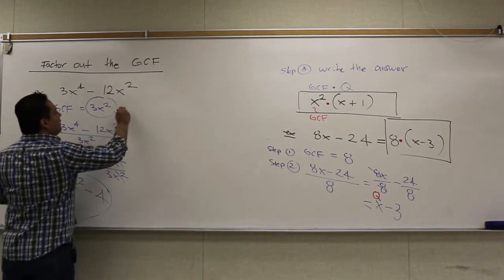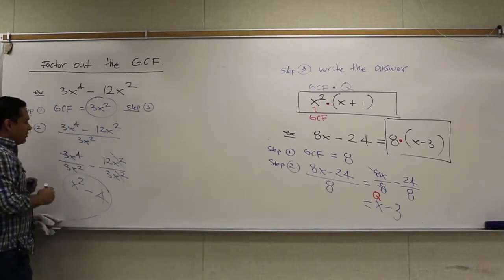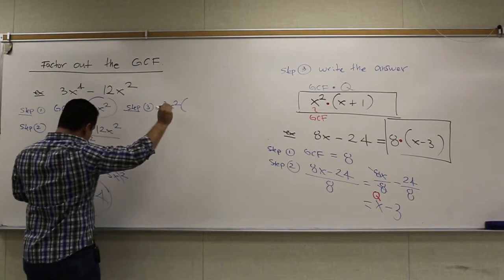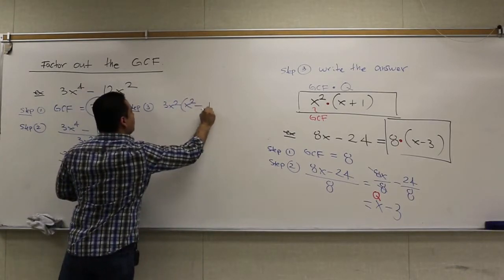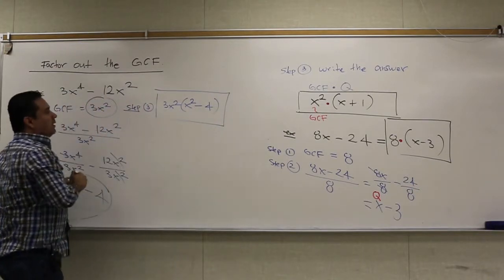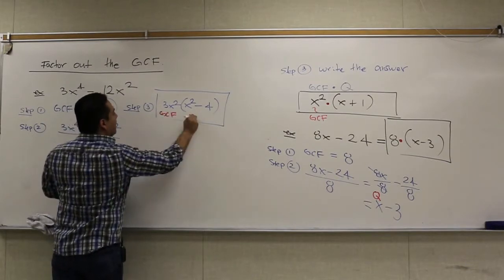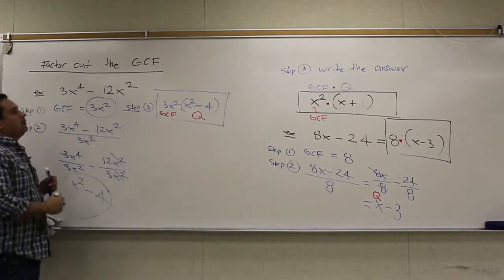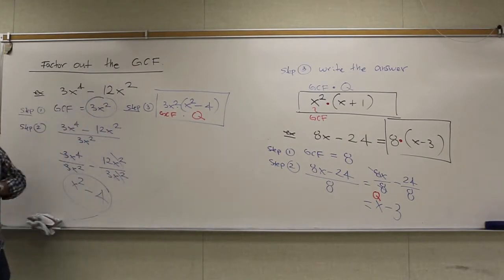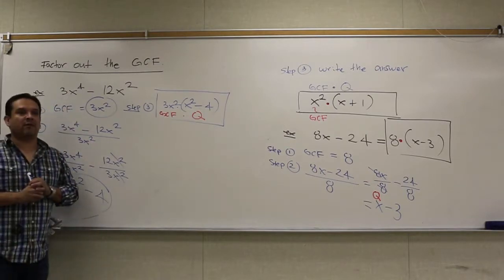Okay, what does step 3 say? Write your answer. How do you write the answer? 3x squared times x squared minus 4. Final answer. Remember, it has to be in the form of a greatest common factor and a what? And your quotient. And again, that's times here. Okay? So you go through these 3 steps when you factor out the greatest common factor.